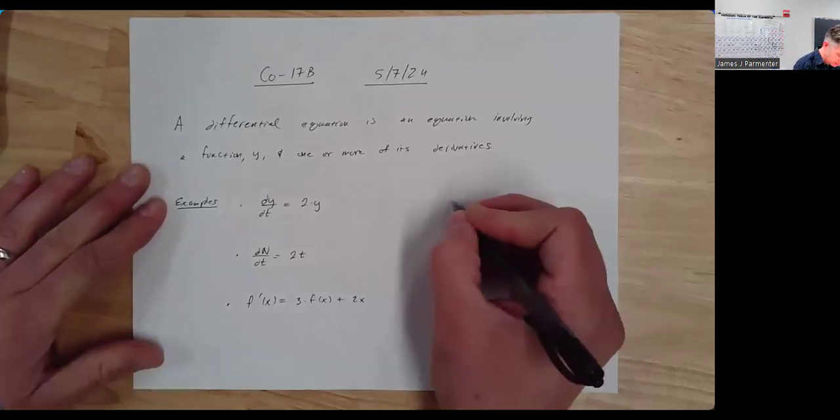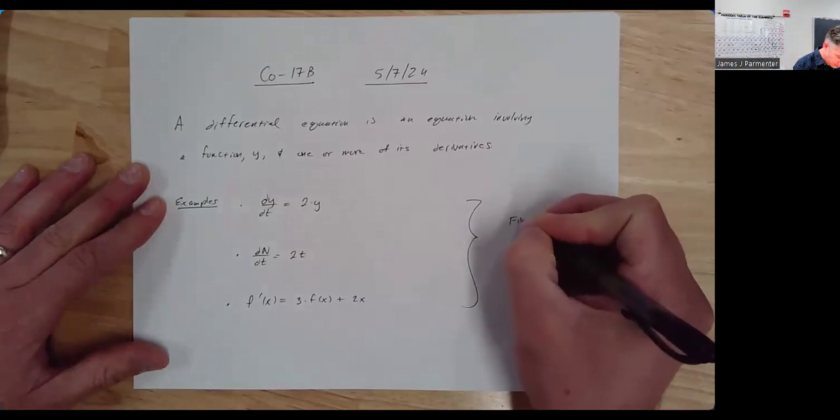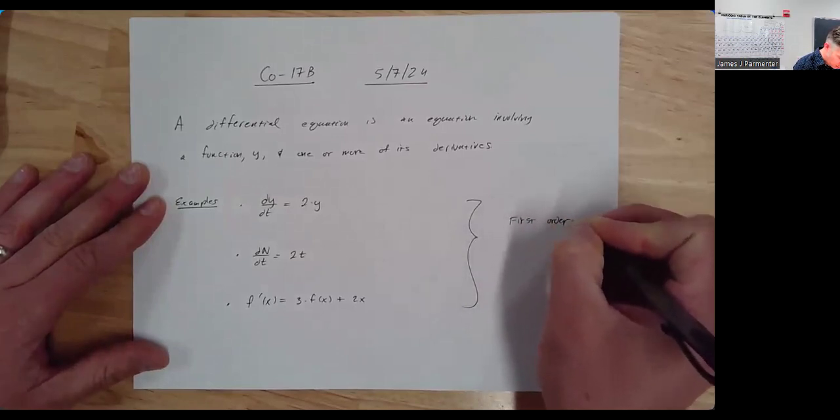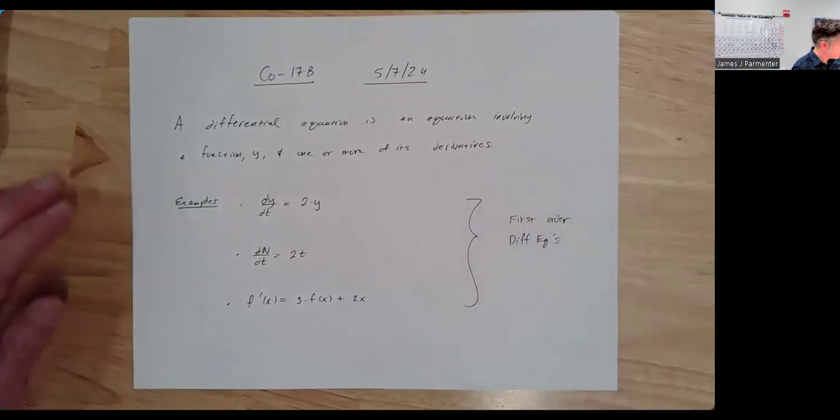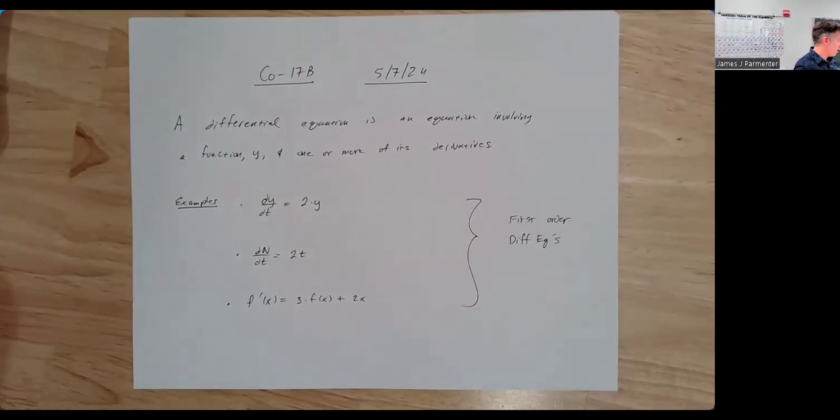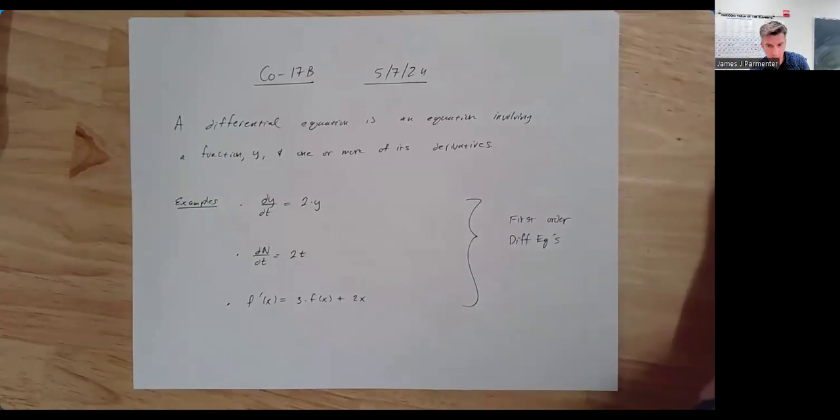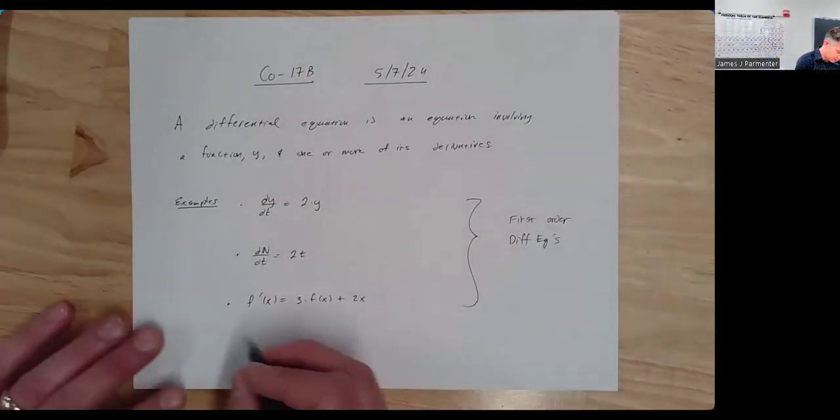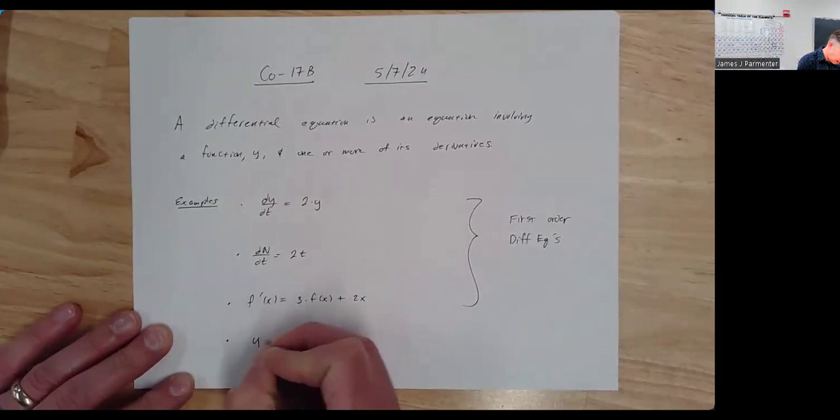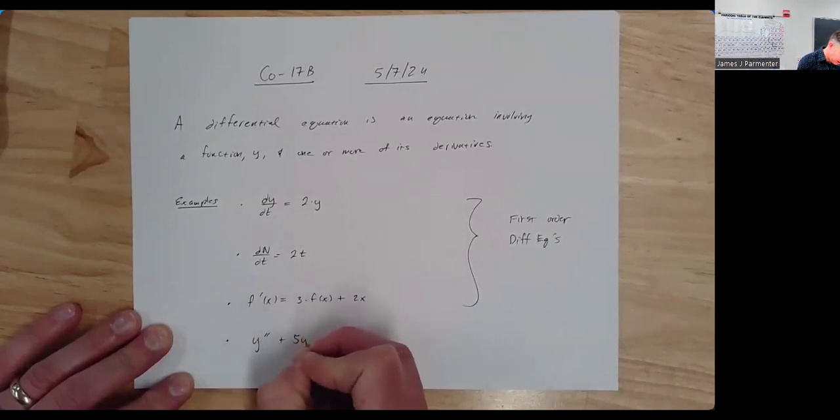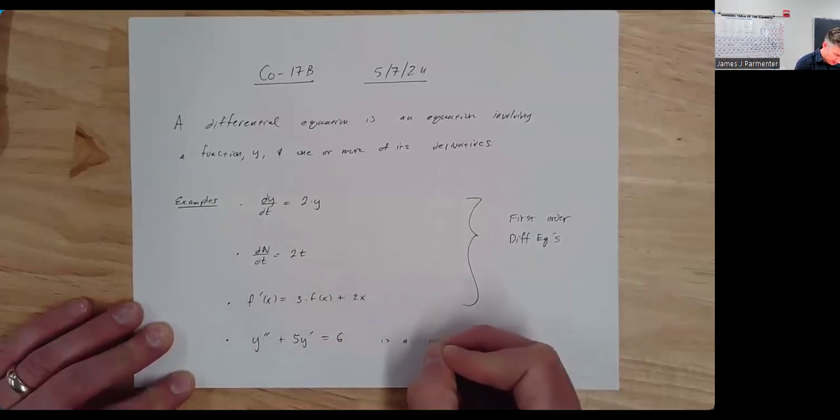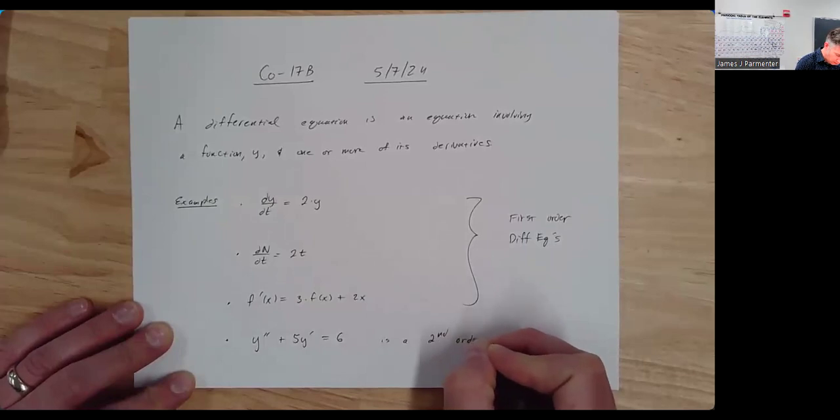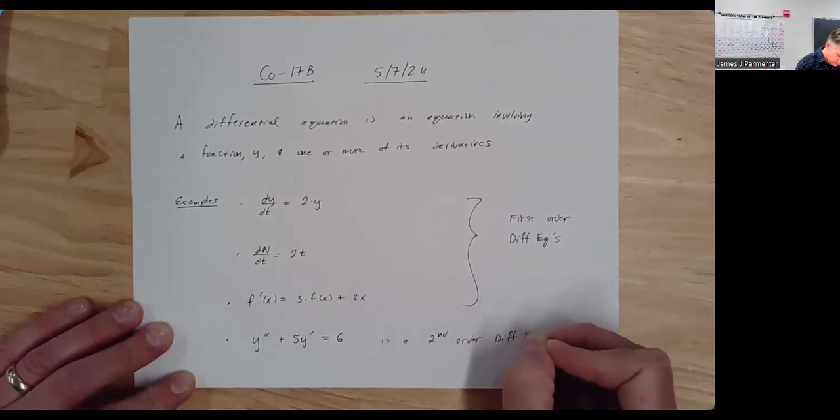So these are all examples of first order differential equations. We often abbreviate differential equations as diff-EQs because it's a lot of writing to write differential equations every single time. Here's an example. Say y double prime plus 5y prime equal to 6. This is a second order differential equation.